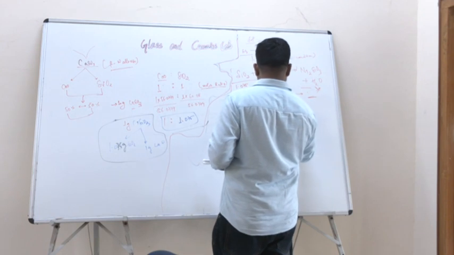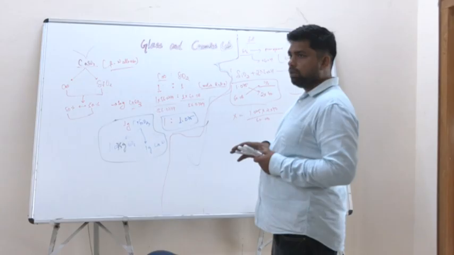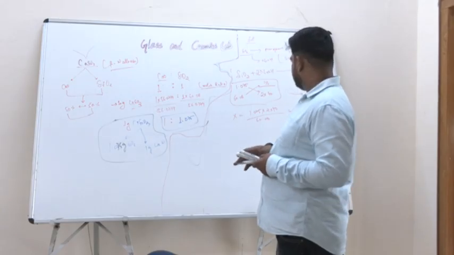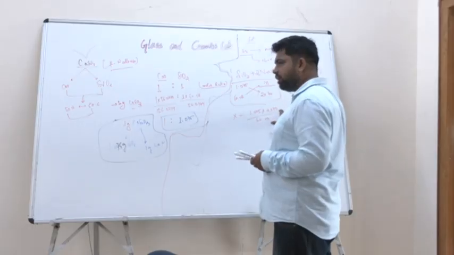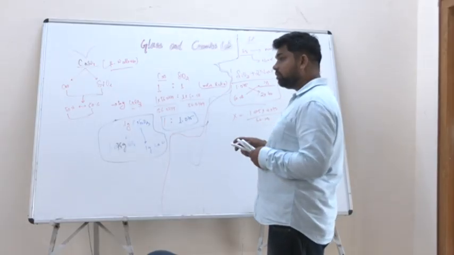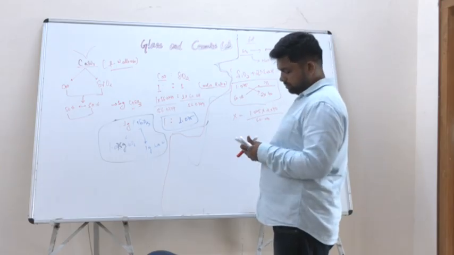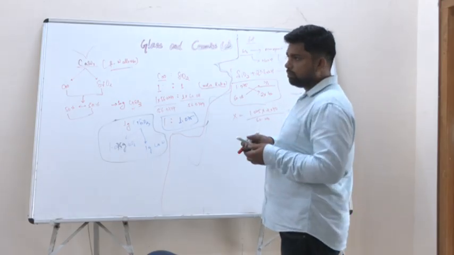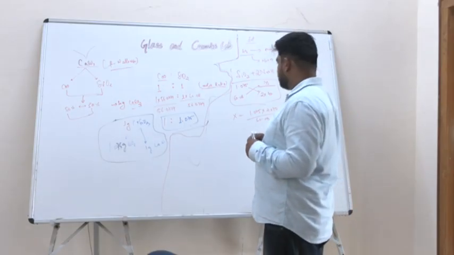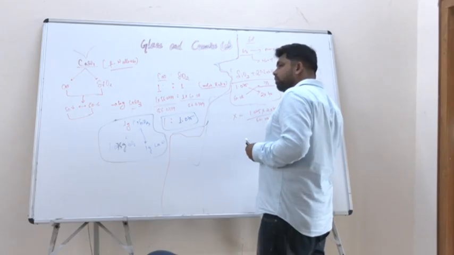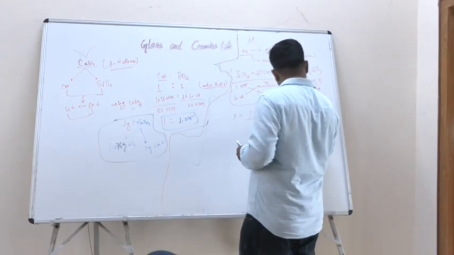What will the value become? Calculate. 1.075 multiplied by 2 into 40 divided by 60. It comes to 1.431. Okay, so this is in gram.